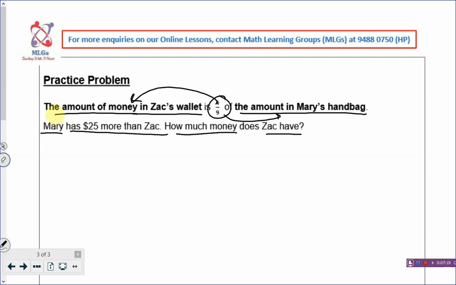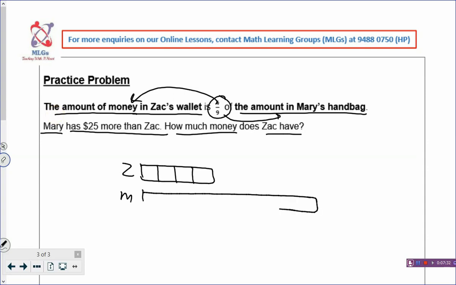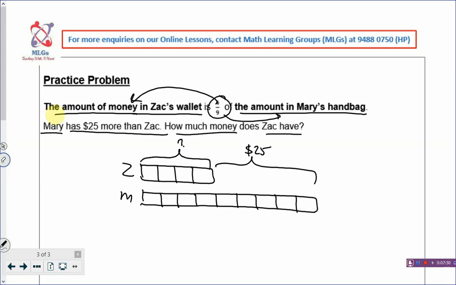Okay, so once you recognize what kind of fraction it is, then we draw the model. So Zach has 4 boxes. So you draw a rectangle, cut into 4 boxes, and Mary has 9. So you draw a little bit longer and cut 1, 2, 3, 4, 5, 6, 7, 8, 9. Okay, and that's how you draw out the first sentence. And then Mary has $25 more than Zach. So how much money does Zach have? Which is the question mark, and your model is almost done. So once you know that there's nothing else to draw, then you start to put your 1 unit into the boxes.